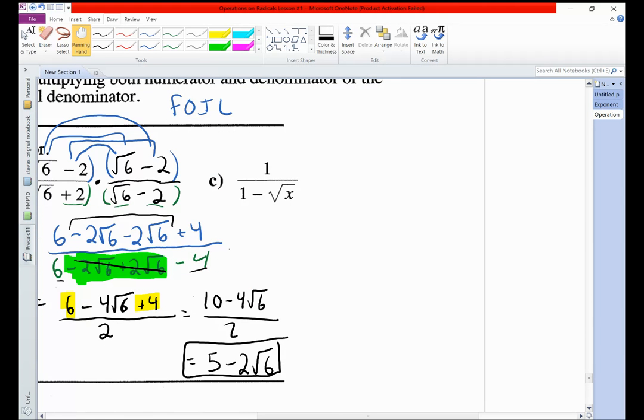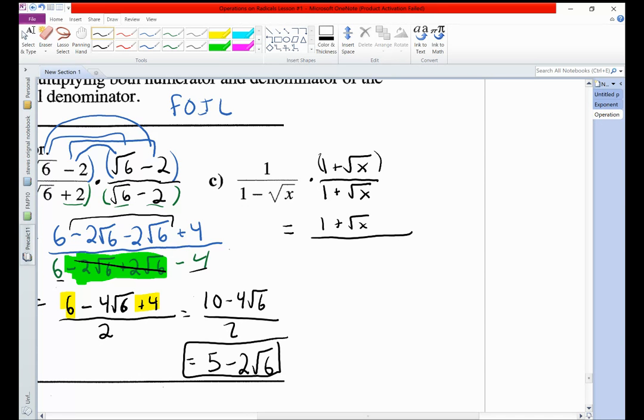The next one, we have 1 divided by 1 minus root x, or square root of x. So we want to multiply the top and bottom by the conjugate. We do this only if we're trying to rationalize the denominator, and the question asked us to rationalize the denominator. So we're going to multiply by the conjugate, so it'll be 1 plus root x and 1 plus root x on the top as well. So when we do that, the top is 1 multiplied by 1 plus root x, so it's just going to end up being 1 plus root x.